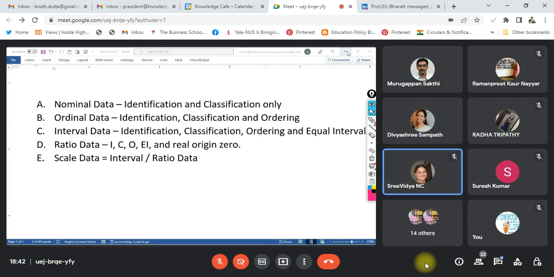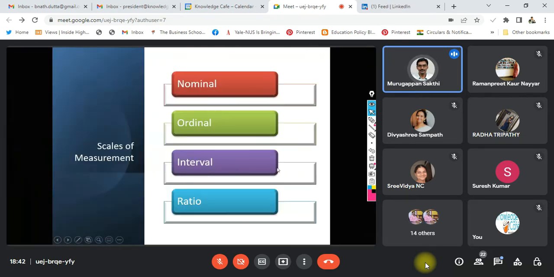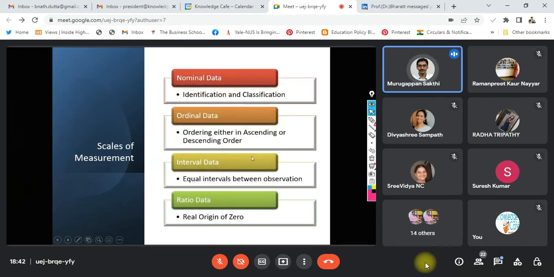Yes, sir. Right, okay. Now I am taking you to the slides. See, whatever I have mentioned in the slides: nominal, ordinal, interval, ratio. The nominal carries only identification and classification. Ordinal has an ordering, and in addition to that, identification and classification is also possible; it can be ordered in ascending or descending order. Interval data have equal intervals between the observations, and also can be ordered and have identification and classification properties. The ratio data have a real origin of 0, and also have equal intervals, an ordering property, and identification and classification properties.